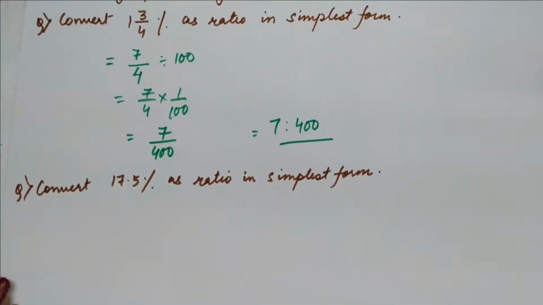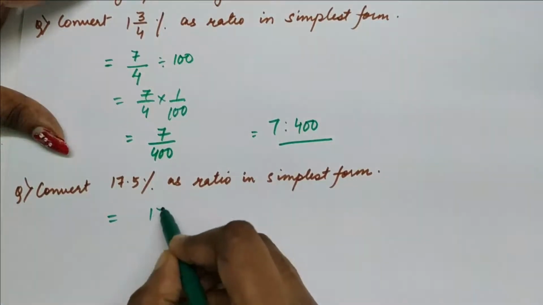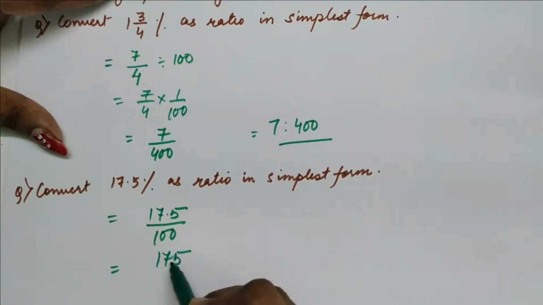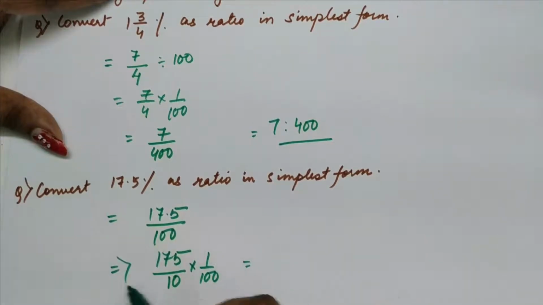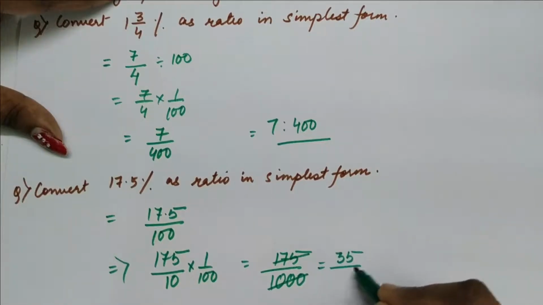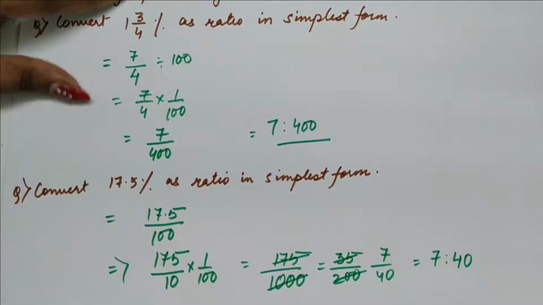Now one more example so that you can understand how it is done. Here it is 17.5% as a ratio in simplest form. So again, to remove the percentage I am writing it by 100. But there is a point. If you remember the decimal concept, students, when there is a point and there is one number after it, I can write it by 10 like this. And this 1 by 100 is already there. So now this number becomes 175 by 1000. Right? I can reduce this by 5. I'm going to get 35 by 200 and 7 by 40. So 7:40 is my ratio in the simplest form.